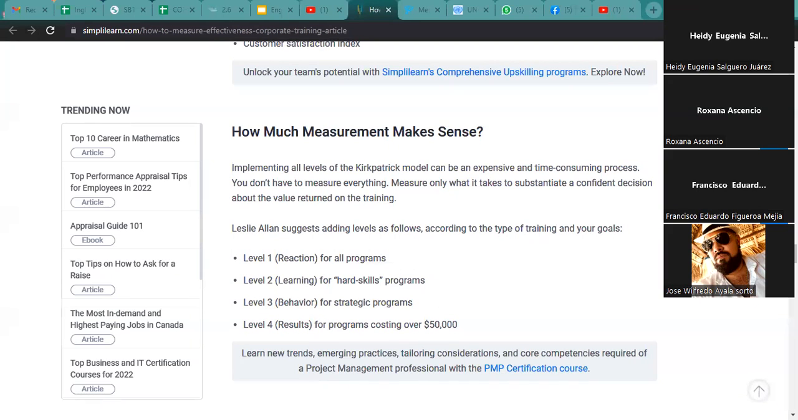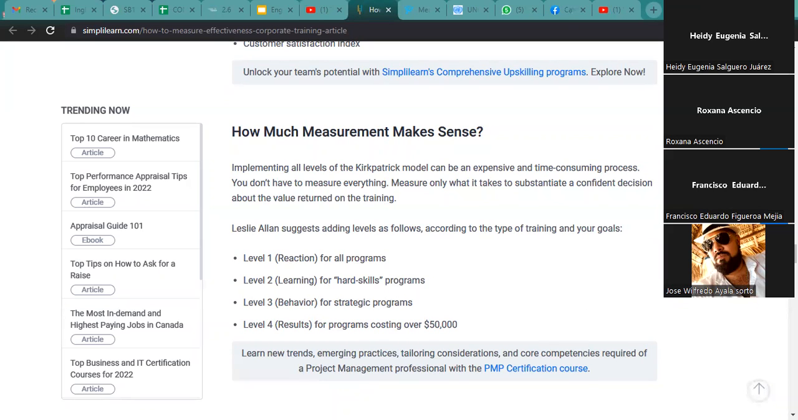Leslie Allen suggests adding levels as follows, according to the type of training and your goals. Level one, reaction for all programs. Level two, learning for hard skills programs. Level three, behavior for strategic programs. Level four, results for programs costing over $50,000.